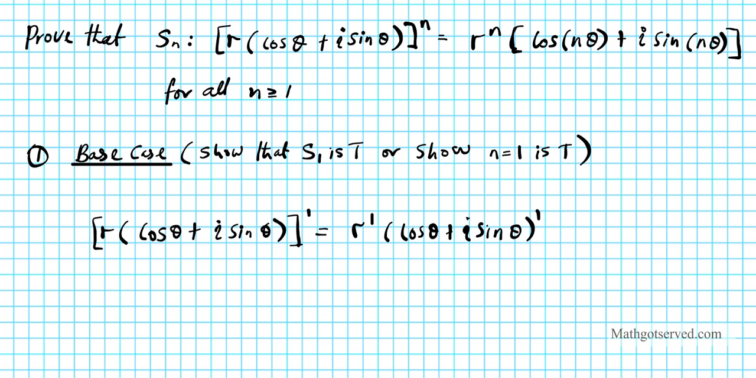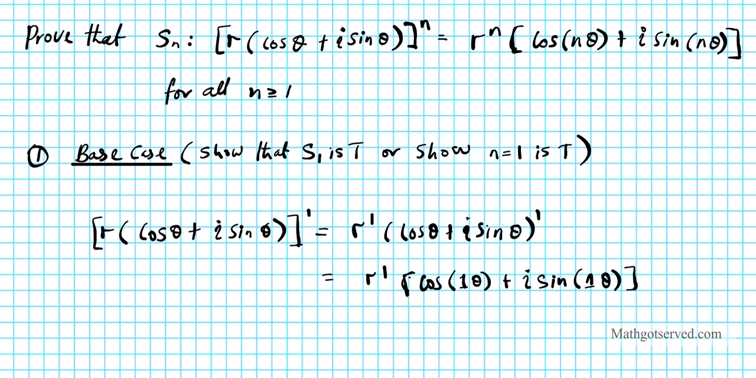Now, R to the 1, I can just leave as R to the 1. And now if I raise cosine theta plus I sine theta to the first power, that is just 1 copy, so I can drop the 1. But I can also factor out a 1 from here, so I can write this as cosine of 1 times theta, plus I sine of 1 times theta. And guess what? We have this form just like this.